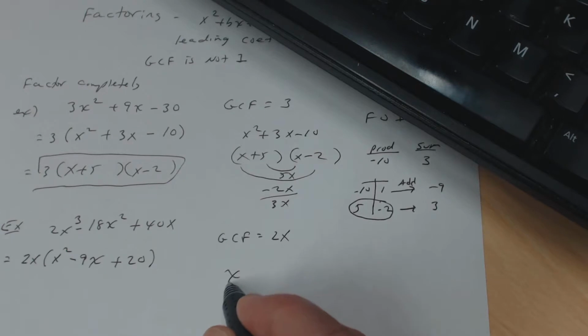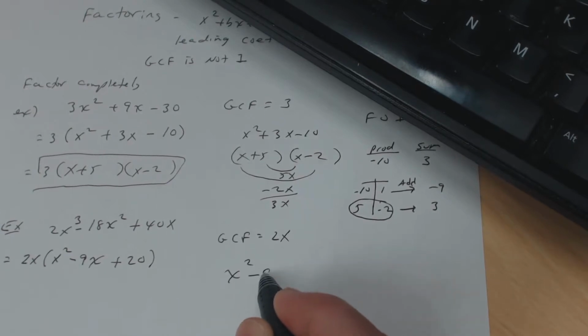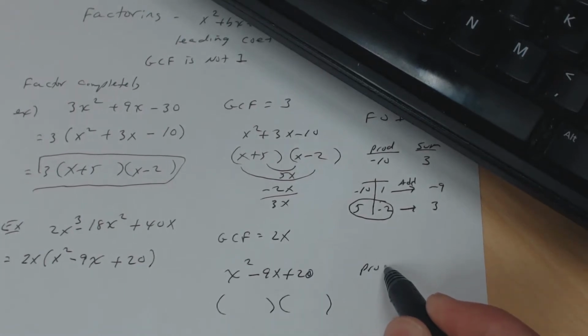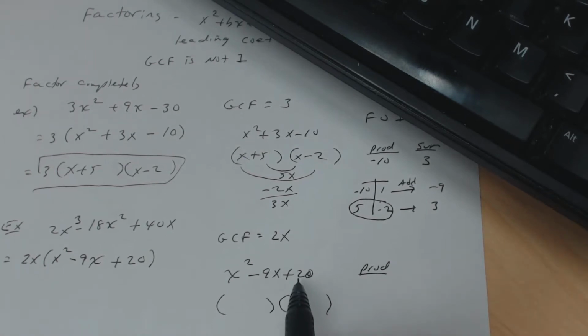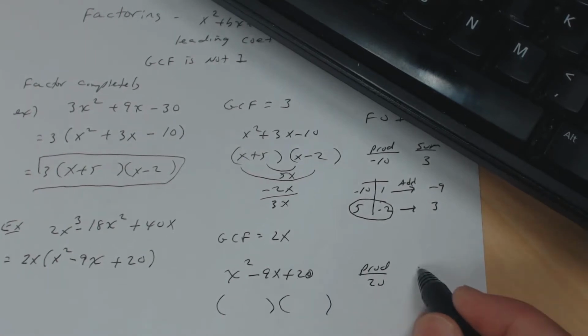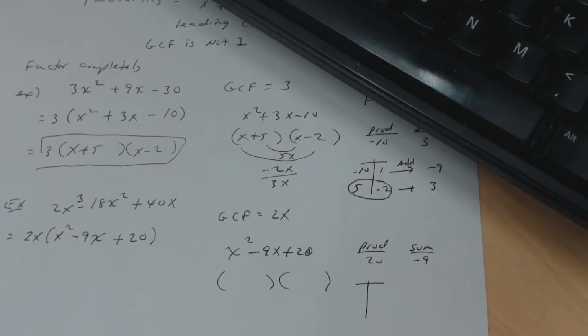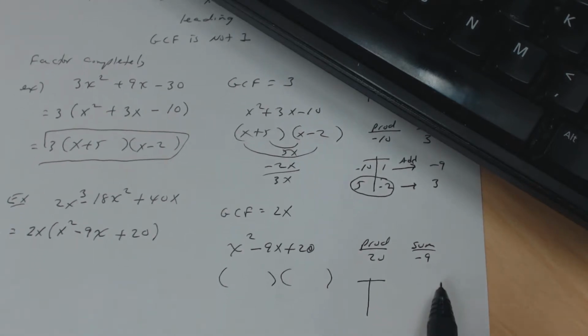Okay, so I get x squared minus 9x plus 20. Again, you're going to do the two binomials. You want the product to be positive 20, and you want the sum to be the coefficient of the middle term, which is negative 9. So let's find two numbers whose product is 20 and whose sum is negative 9.